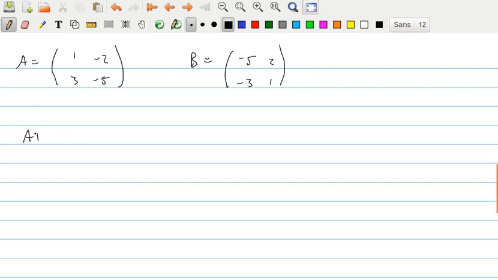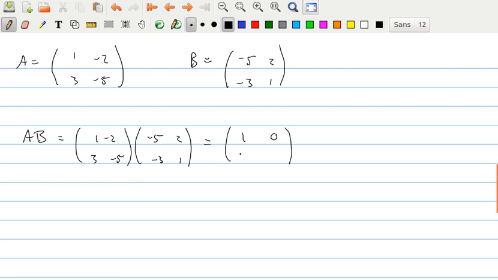It means we've got to take A times B. If we write this out, 1, negative 2, 3, negative 5 times negative 5, 2, negative 3, 1. Let's actually do the matrix multiplication. So remember, to get the entry in the first row, first column, we dot product the first row and the first column. That's going to give us negative 5 plus 6, which is 1. To get the entry in the first row, second column, we dot product the first row with the second column. That's going to give us 2 plus negative 2, which is 0. So far it's looking good.